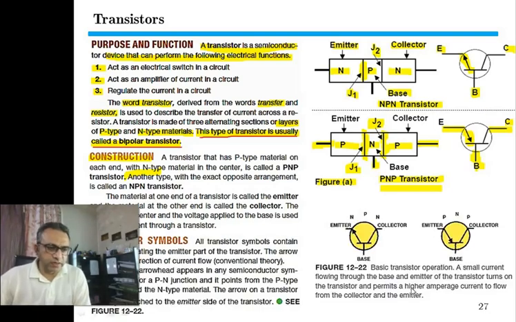Right. Next, figure 12.22 represents both the NPN transistor and the PNP transistor. The caption is that basic transistor operation is small current flowing through the base and emitter of the transistor turns on the transistor and permits a higher amperage current to flow from the collector to the emitter. And this basic transistor operation is what we will study in the coming slides. So now let us come to the next slide.